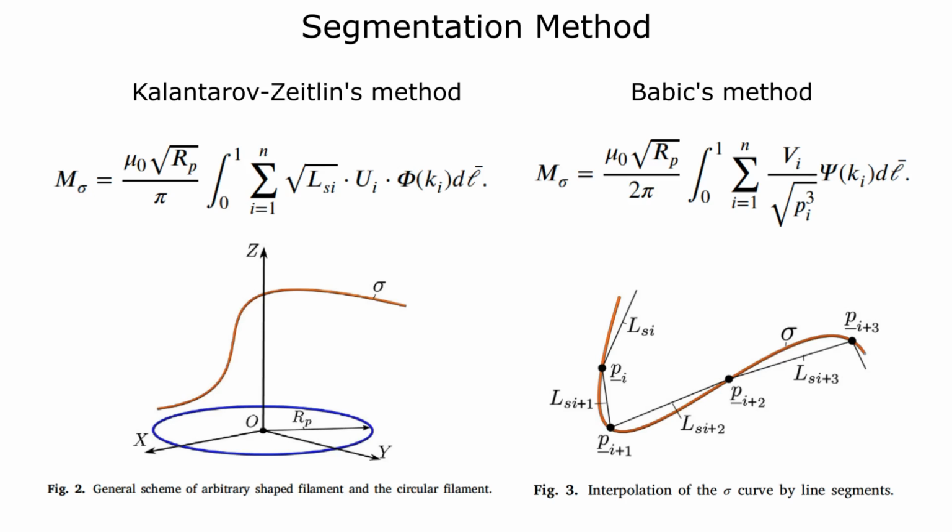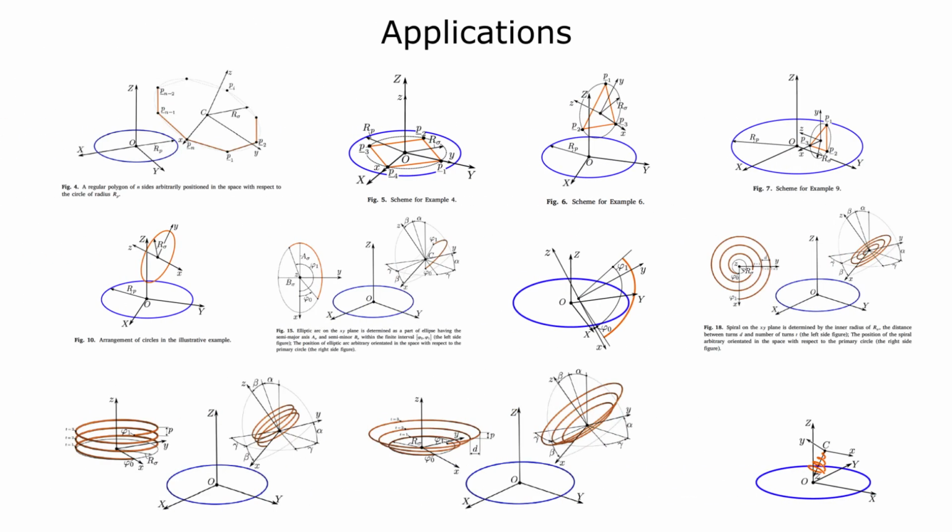Exactly. This is called the segmentation method. You calculate the mutual inductance between the circular filament and each line segment using those formulas, then sum them all up to get the total mutual inductance for the entire shape. That's clever. So the only input you need is a set of points along the filament, which define those line segments. Yes, and this method is very flexible.